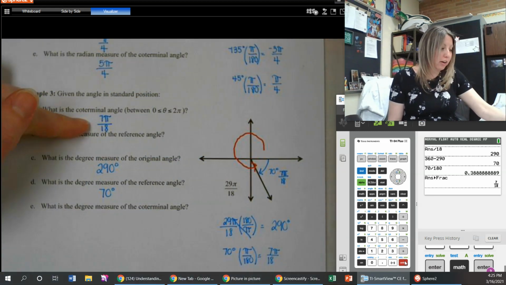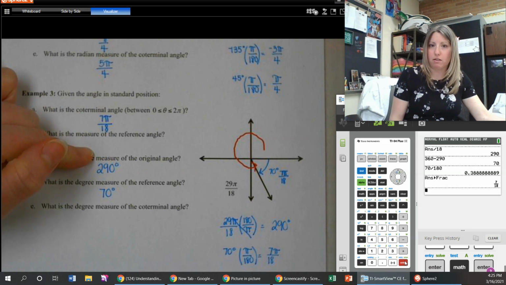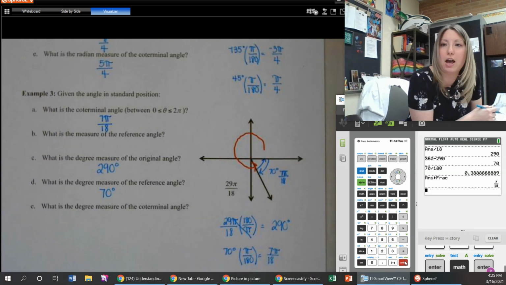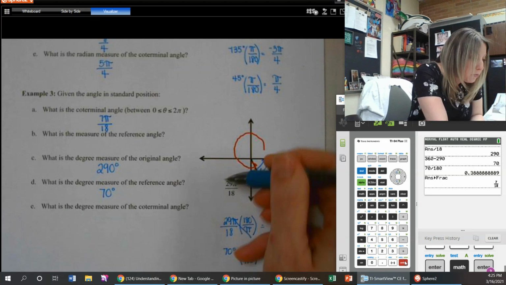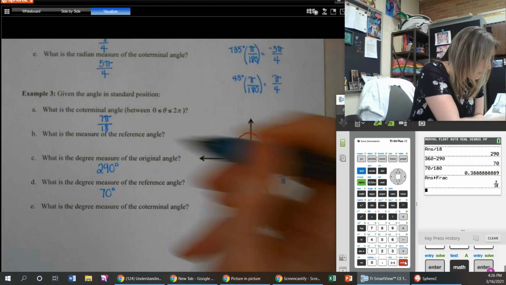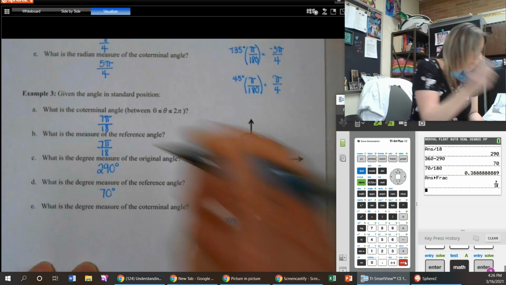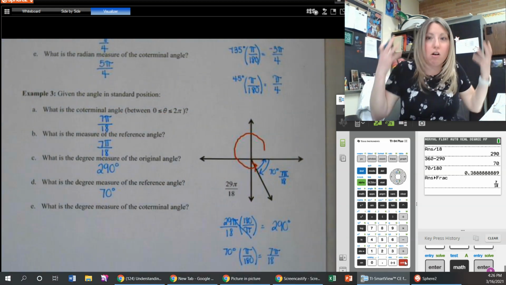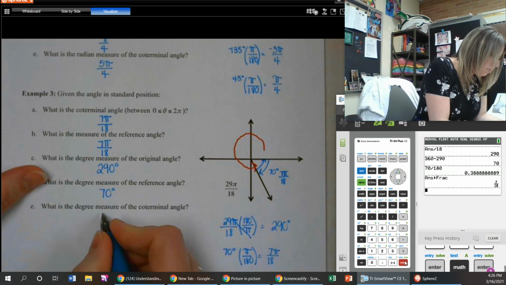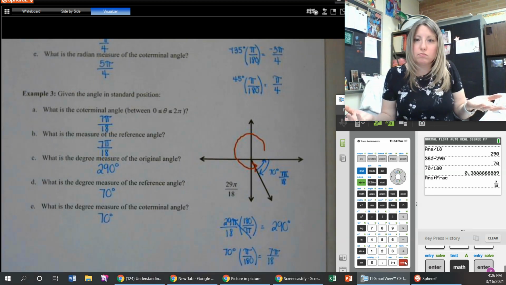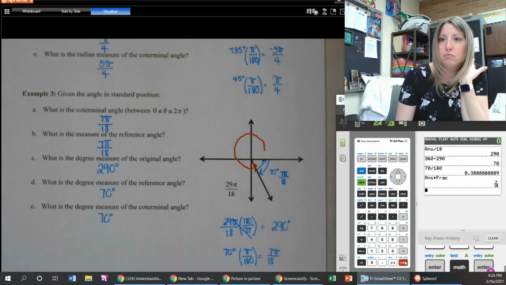Oh, the coterminal angle and the reference angle are the same, aren't they? Because look, this is the angle that heads me back to the x-axis from the terminal side. So that is also the degree measure of my reference angle, or the radian measure of my reference angle. Isn't that cool? How that works? There you are.